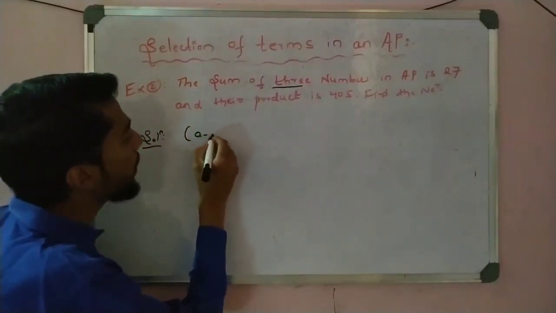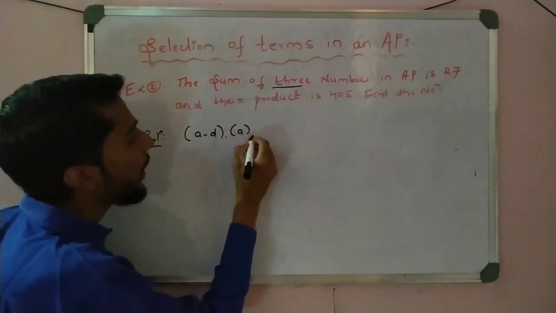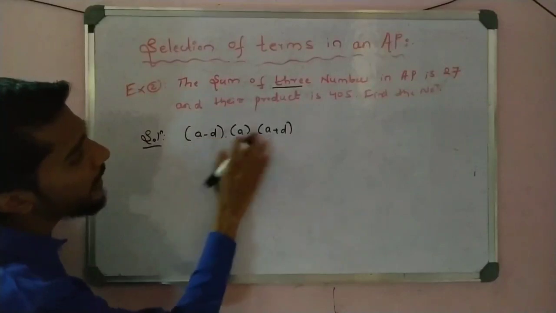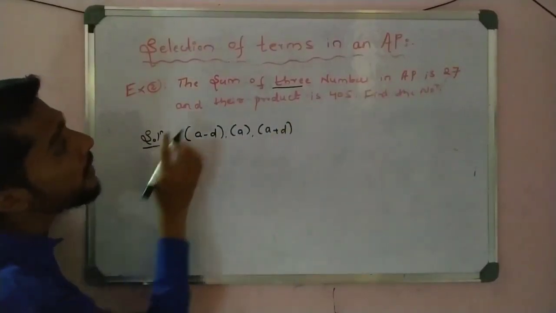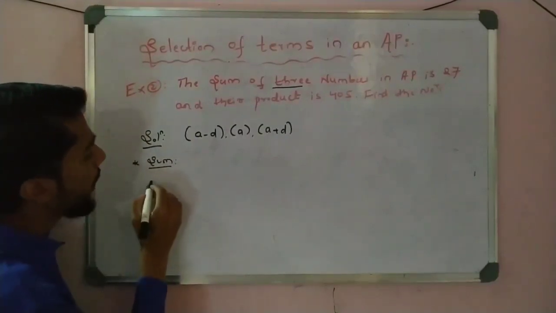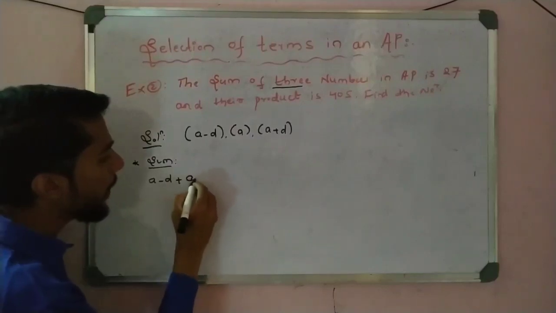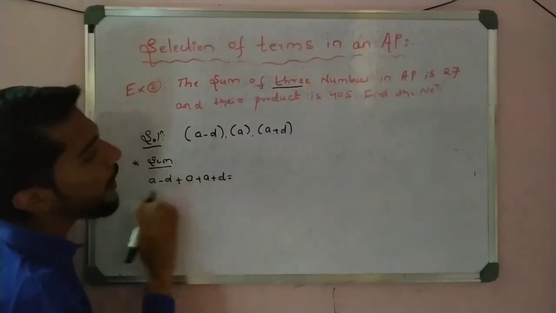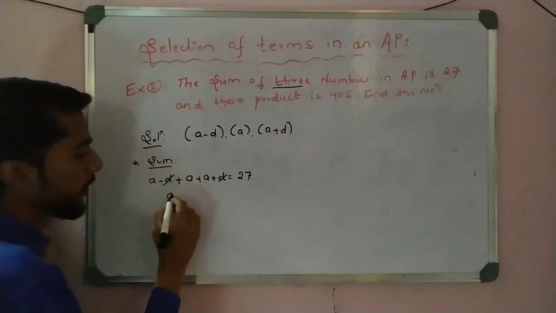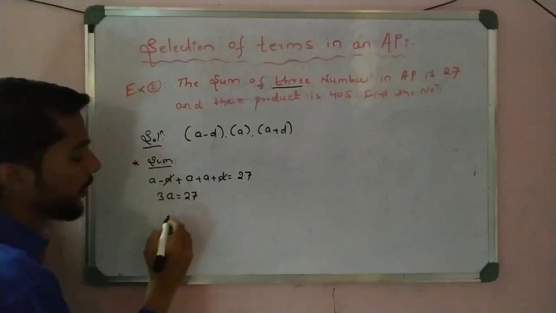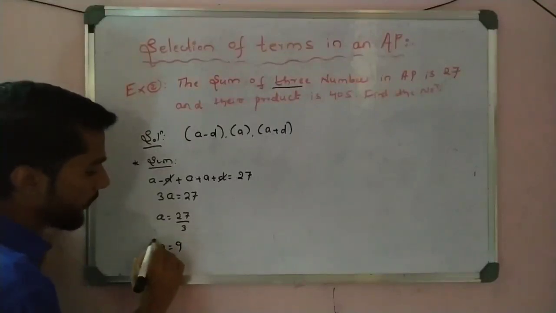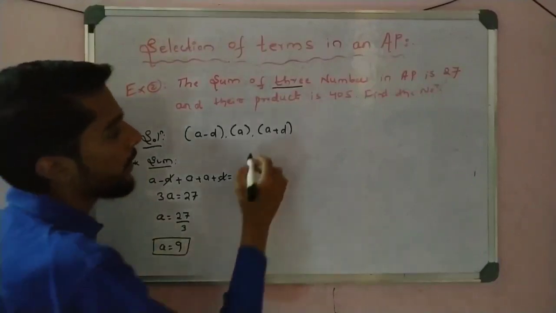One is a minus d, one is a, and one is a plus d. Take a bracket or not, no problem. There are 3 terms, and the sum of the 3 terms is given. So I take the summation: a minus d plus a plus d. If you add the 3 terms, we get 27. The d gets cancelled, so we get 3 times a is 27. So a is equal to 27 by 3, that is a is equal to 9. Clear? So you get the answer 9, right?